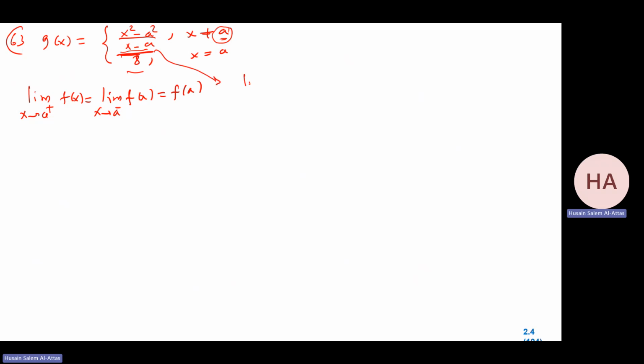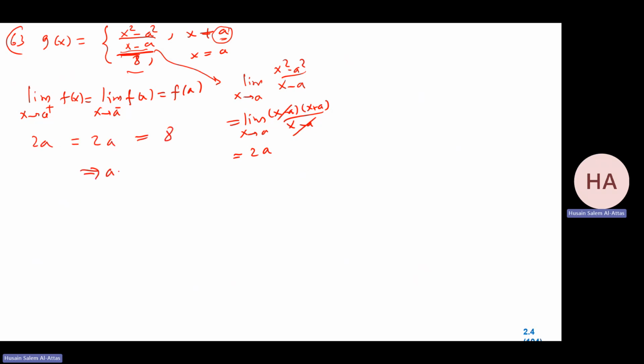Limit from right or from left, I can do the limit for this one. Let me do it here, which is the easy one. That will be limit x goes to a, x minus a times x plus a over x minus a, cancelled. We don't care plus or minus. This will be 2a. So this is 2a, this is 2a, and f of a is equal to 8. So a should be what? 4. So a should be 4 in this function.